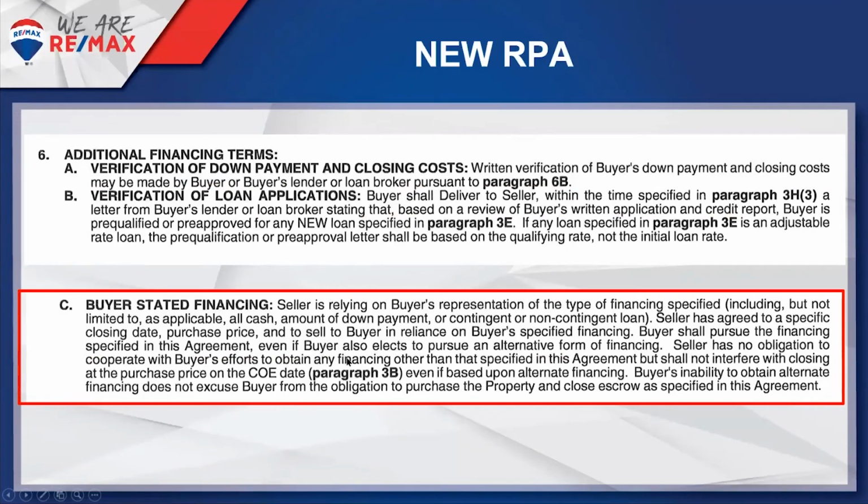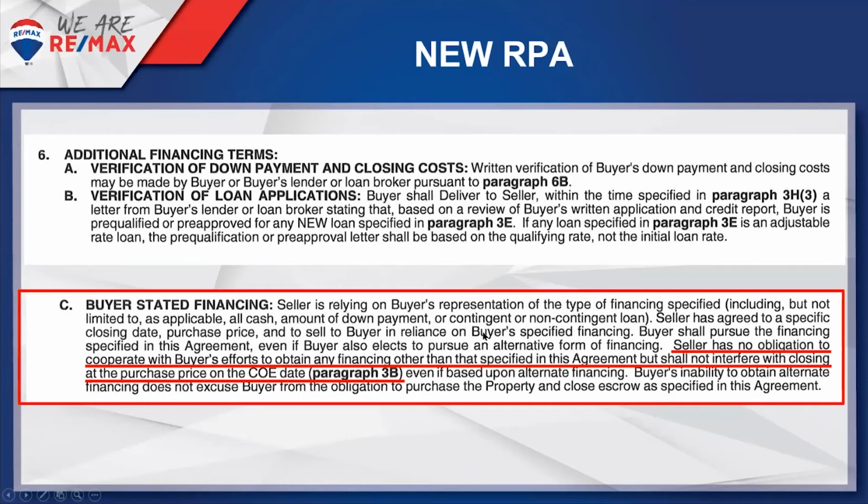Buyer stated financing. So the buyer's buying it all cash, and now he wants to get a loan. Well, the bad news for a seller is the buyer can get a loan if he wants. The buyer must pursue the financing they specified in the agreement, but they're allowed to pursue alternative financing. Now, if that financing wasn't agreed to by the seller, the seller has no obligation to cooperate with the buyer getting this alternative financing. So if an all-cash buyer wants to get a loan, seller can't stop them, but the seller doesn't have to cooperate.